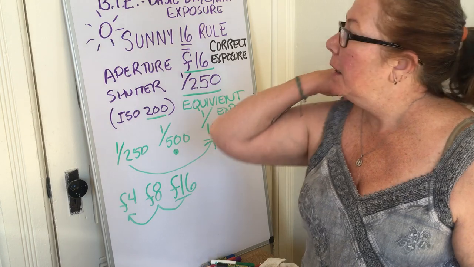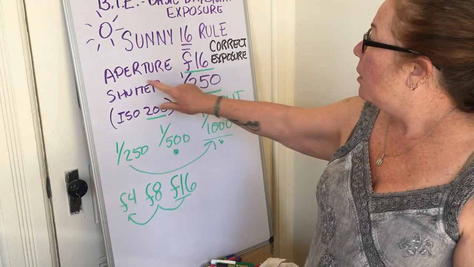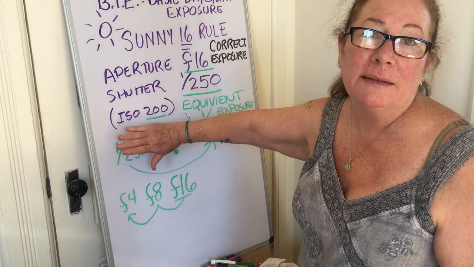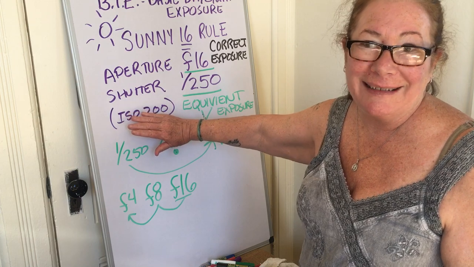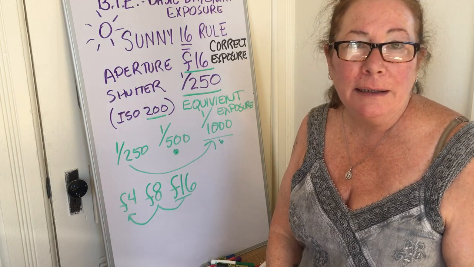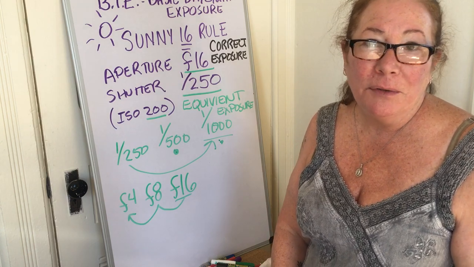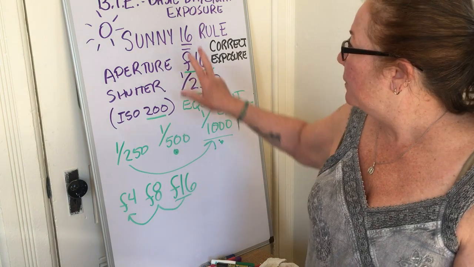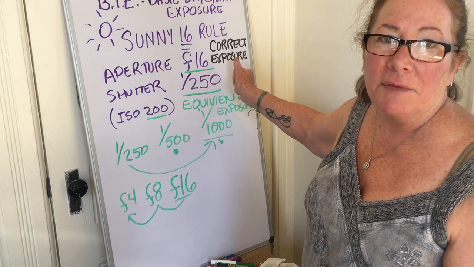So once again, Sunny 16 rule, you're always gonna start, right? Sunny day, right? Have a sunny day with your aperture at f/16 and your shutter at 1/250th of a second. Be sure your ISO is always kept at 200 on your camera. Go into your menu and check it. Make sure that it's set at 200, no matter what kind of camera you have. I don't care if it's a little tiny point and shoot that is the least expensive camera, or a super expensive DSLR that you're borrowing from your parents. It doesn't matter. The important thing is that you make sure that you start out for your Sunny 16 rule with your aperture at f/16 and your shutter at 1/250th of a second, okay?